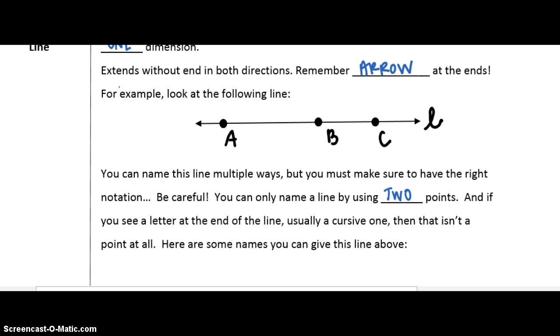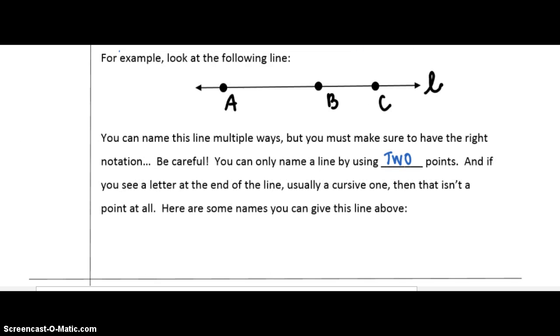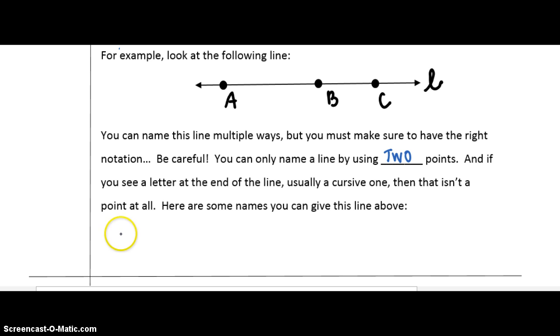There are some names that you could give to this line, so let's go through them. You can only use 2 letters, so you could call this line AB. And when you're doing this, you actually have to draw the notation above it. So AB would be one of your answers. You also could say BA with this notation above it. You could call this line AC with the notation above it. You could also call it line CA. You could call it line BC with that notation above it. You can flip-flop those letters. So hopefully you're seeing there's a lot of different ways I can name this line.